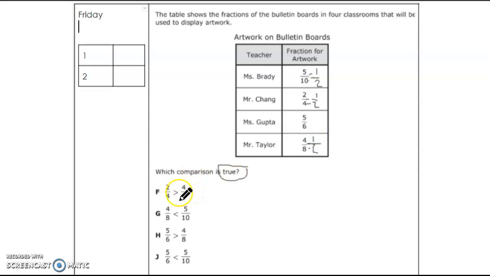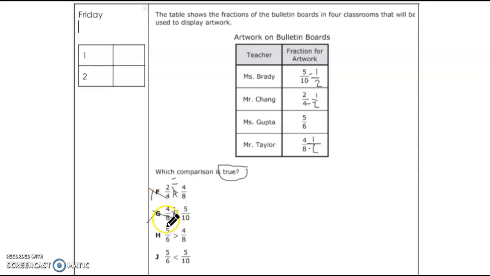So let's go through and see. 2/4 is greater than 4/8. No, 2/4 is 1/2 and 4/8 is 1/2. So I can cross that out and put that these numbers are actually equal. Can't be F. So now let's go to G. 4/8 is less than 5/10. Well, we said that 4/8 is 1/2 and so is 5/10. Can't be G. Those are equal.